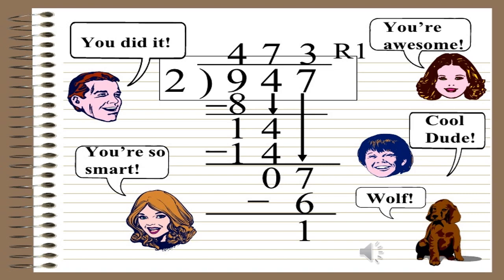So, how many 2's do I need to make 7 or almost 7? 2 times 3 equals 6. 7 minus 6 equals 1. Now, how do you know that you have finished? Since there are no more digits to bring down, you have finished your long division process. So the final answer is 473 with the remainder of 1. You write R1 next to the quotient. What does R1 represent? The remainder 1, the number left over.